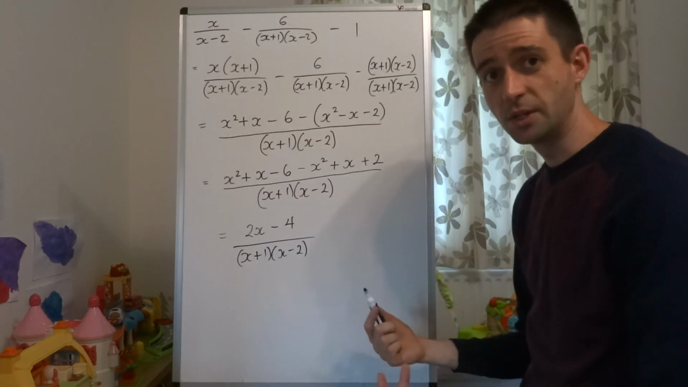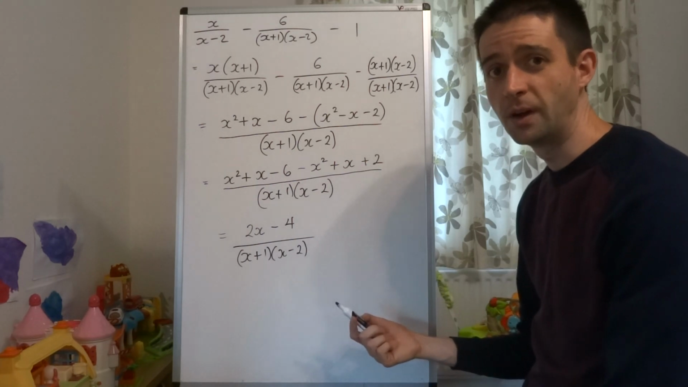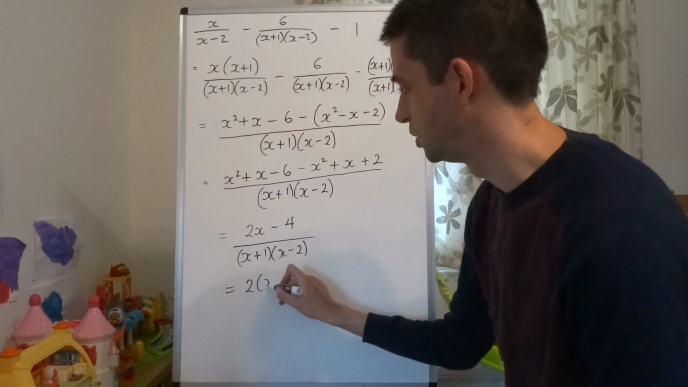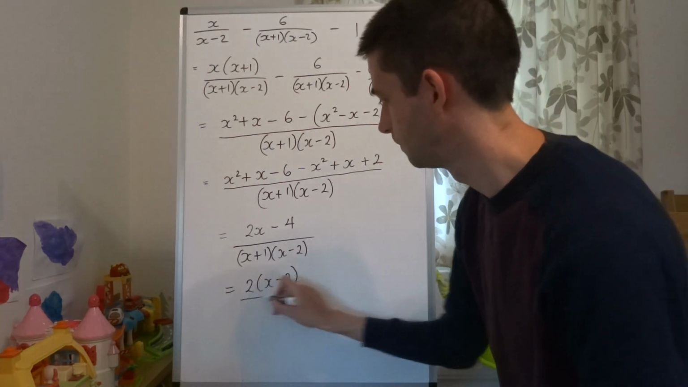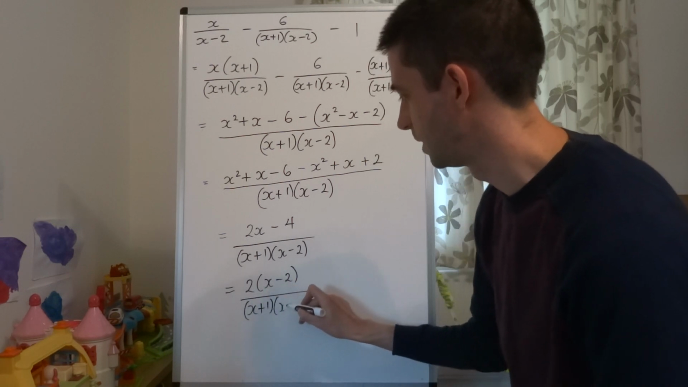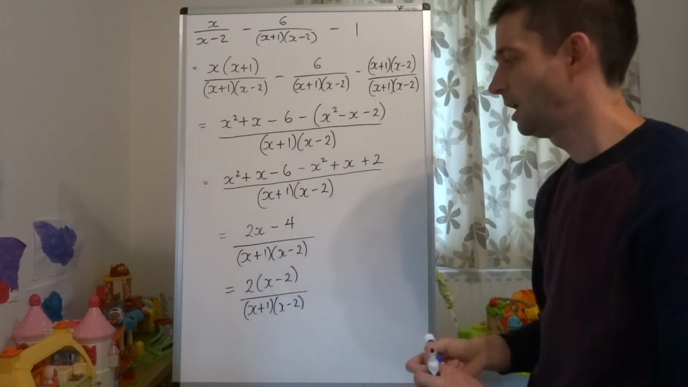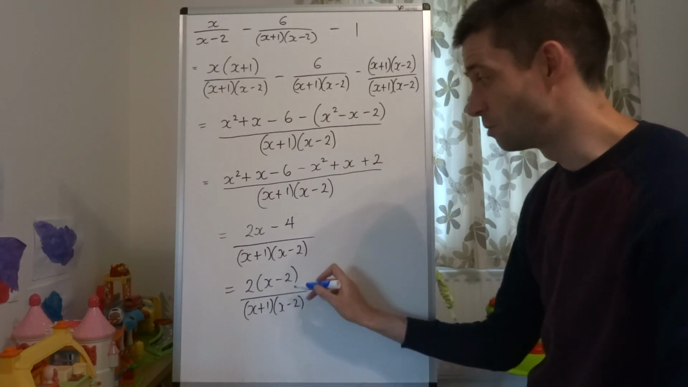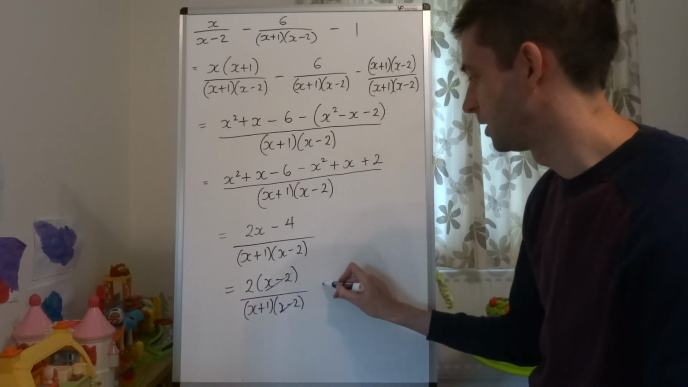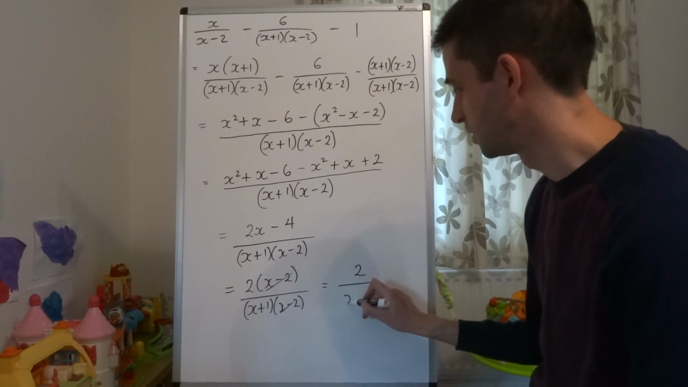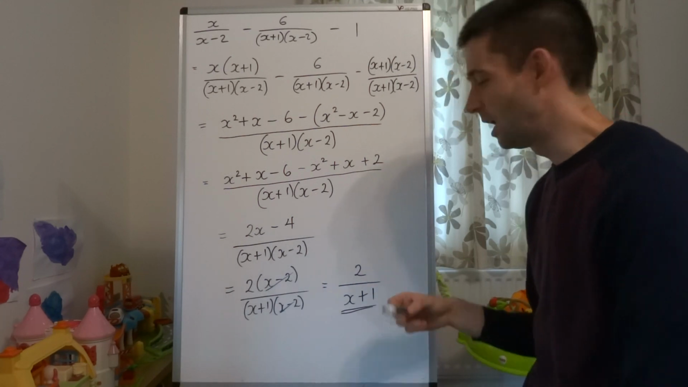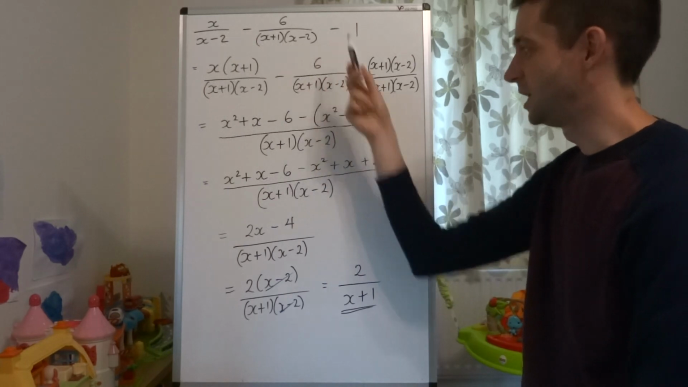Check at this stage, am I done? Can I factorise the numerator and simplify it further? Yes, you can, because 2x minus 4 will factorise to 2 lots of x minus 2, over (x plus 1)(x minus 2). And you have a common term on the numerator and denominator, which we can cancel, which gives us 2 over x plus 1 as the final solution.